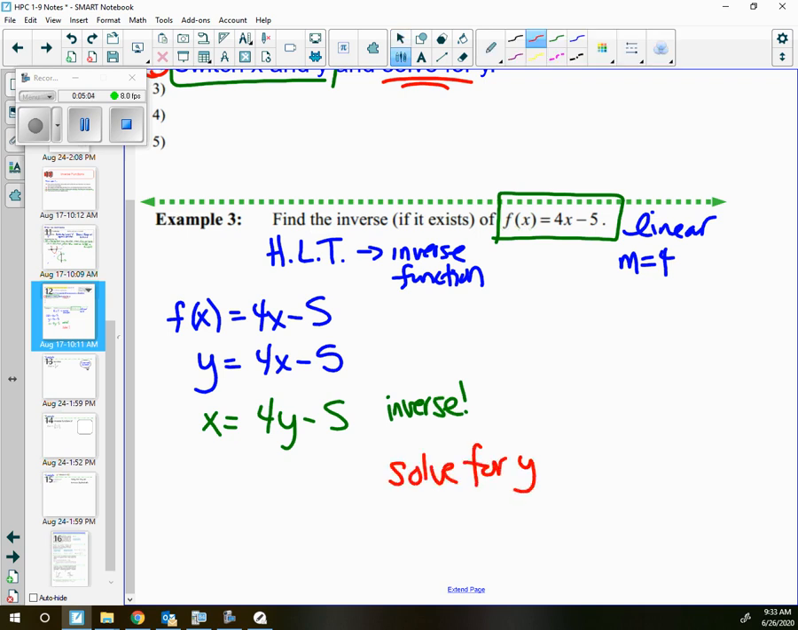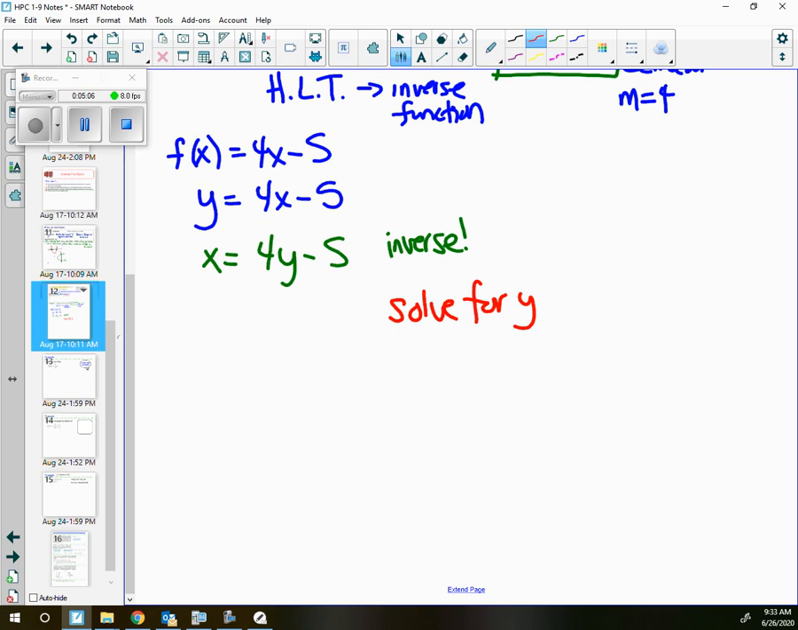Now, the harder your equation to solve for y, obviously the more work it's going to be. This one's not so bad. We just have to get the y variable by itself so we can use it a little bit easier. So first thing I would do would be add 5. So we get 4y equals x plus 5, then divide by 4.